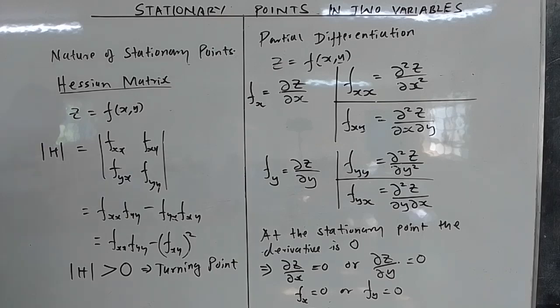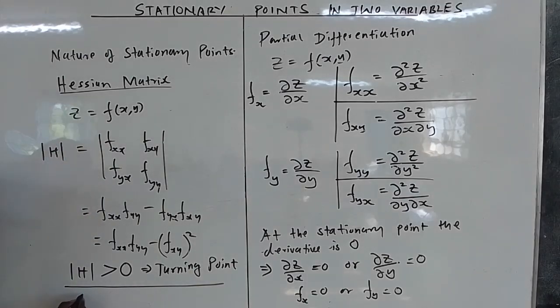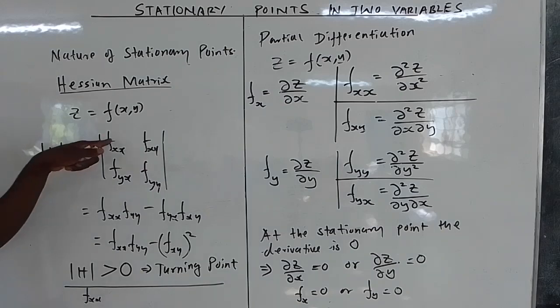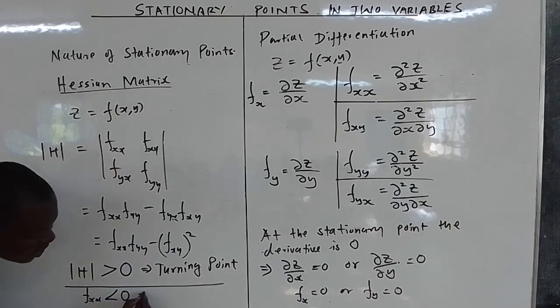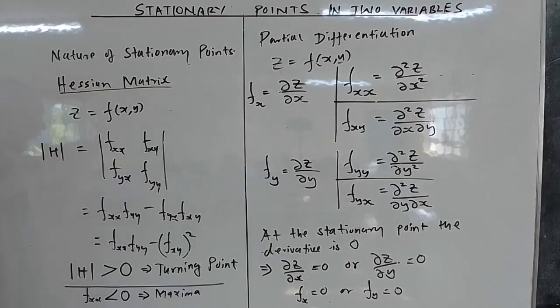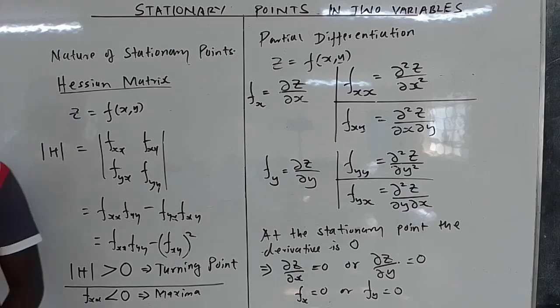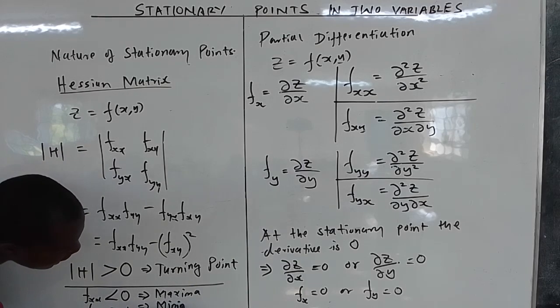Are we together? So it means the moment you get a turning point, there are going to be two cases. The first principal minor, the one you start with, the 1 by 1 matrix, is this f of xx. Are we together? When the first principal minor is less than 0, then it implies a what? A maxima, isn't it? Then when the first principal minor is greater than 0, then it implies a minimum, isn't it?